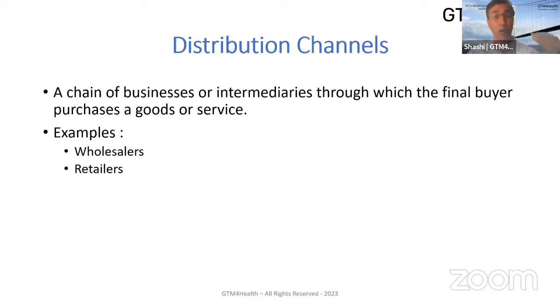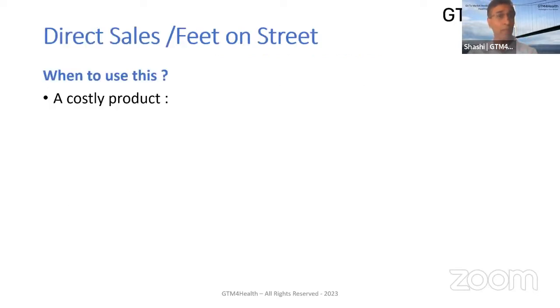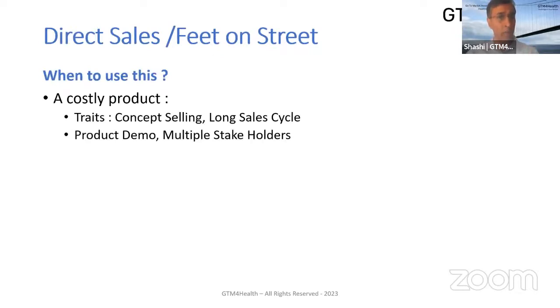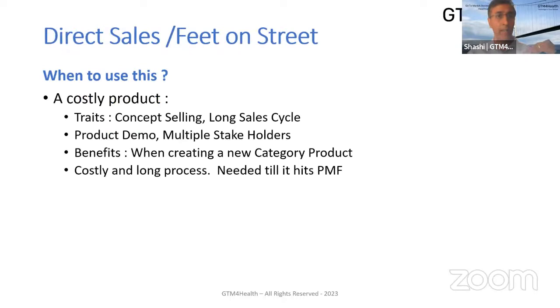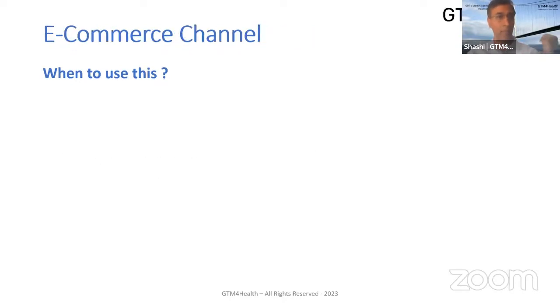Distribution networks, right? So there are wholesalers, retailers, dealers, distributors. Direct sales, if you have your own team, when to use it? Costly product, concept selling, long sales cycle, demo is required, multiple stakeholders need to be convinced to buy it, then use this. You are creating a new category, then use this. The other channels will not work immediately. It is a costly and long process till it hits product market fit. This is when you use direct sales.